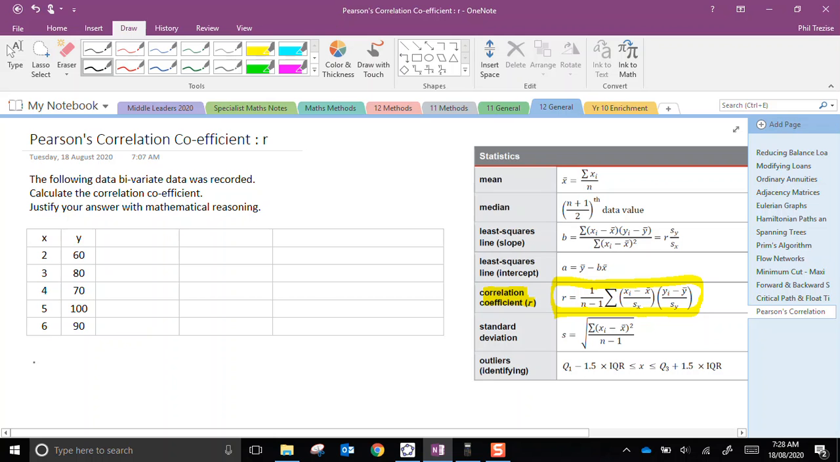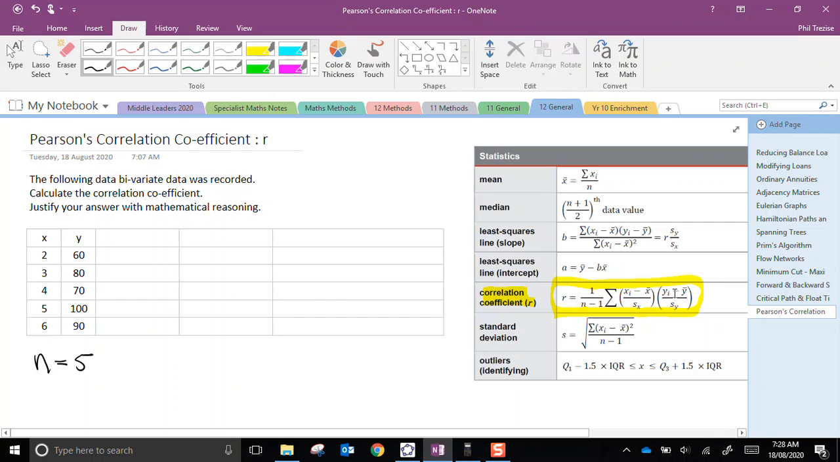So the first thing I'll note is n. N is the number of data pairs, so basically the number of rows in the table here. There are 5 rows. Then this great big sigma sign means the summation. We have xi. Xi is just each of the individual values in turn. X bar is the mean. Y bar is the mean of the y's. And Sx and Sy are the sample standard deviations.